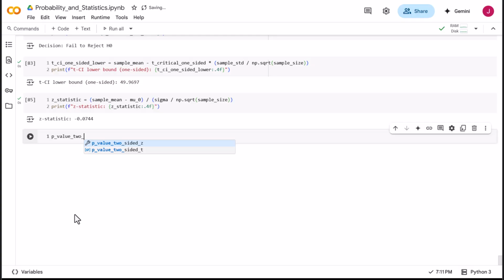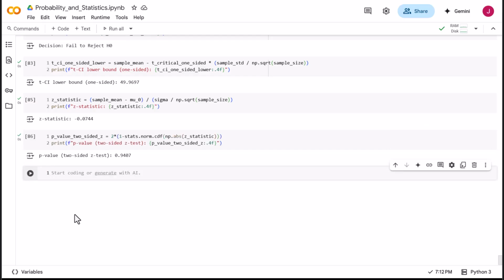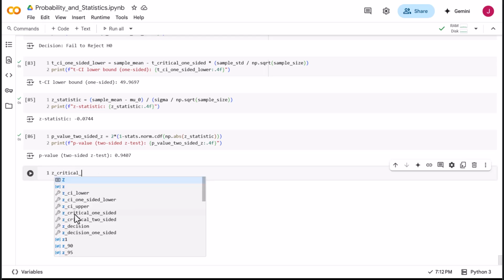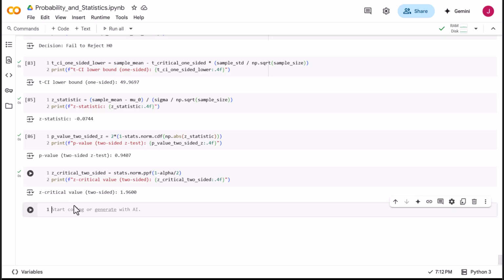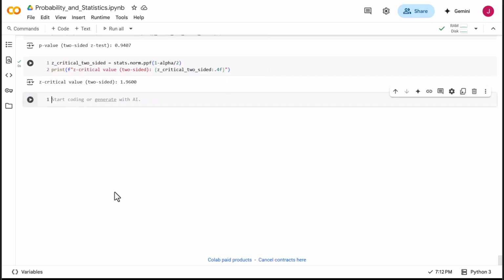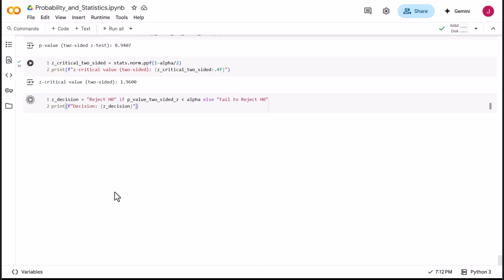Also, we can find out the p-value for two-sided z. P-value for two-sided z is equal to 2 multiply 1 minus CDF of absolute value of z, which is equal to 0.947. And also, we can print the critical z value, right? Z_critical_two-sided is equal to stats.norm.ppf 1 minus alpha divided by 2, and we can print it as 1.96. Then here we can print the decision based on z-test. Z decision is equal to, we reject the null hypothesis if p-value is less than alpha, otherwise fail to reject, and the result is fail to reject, right?